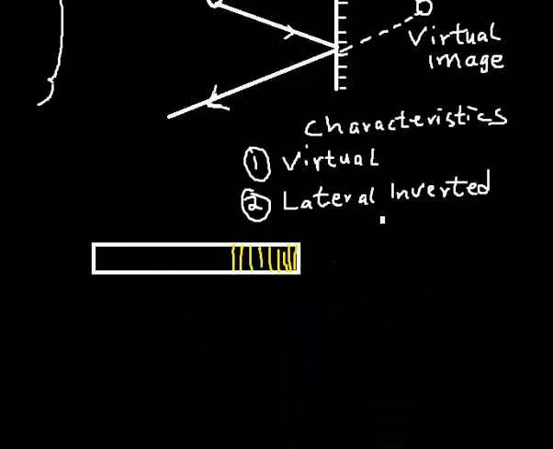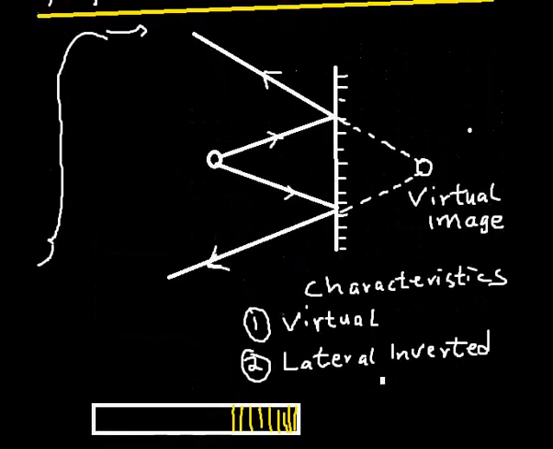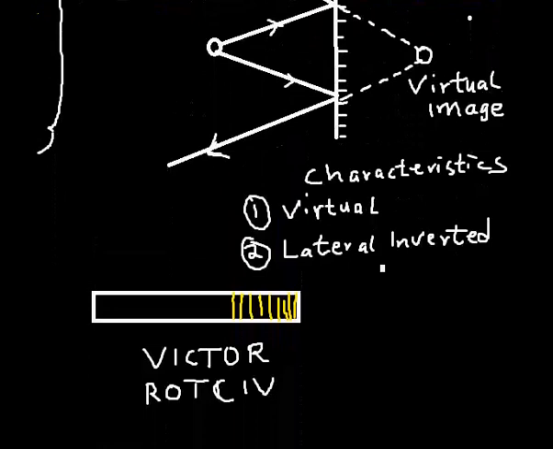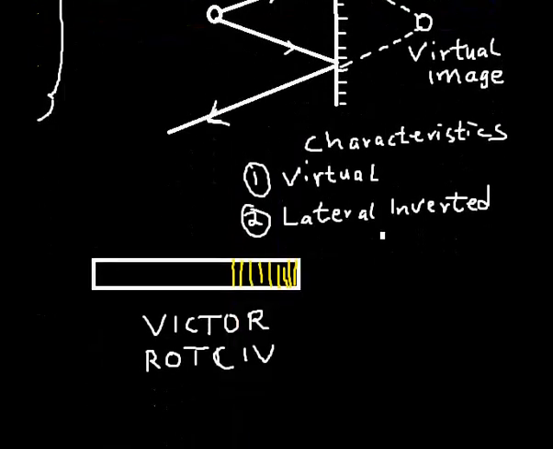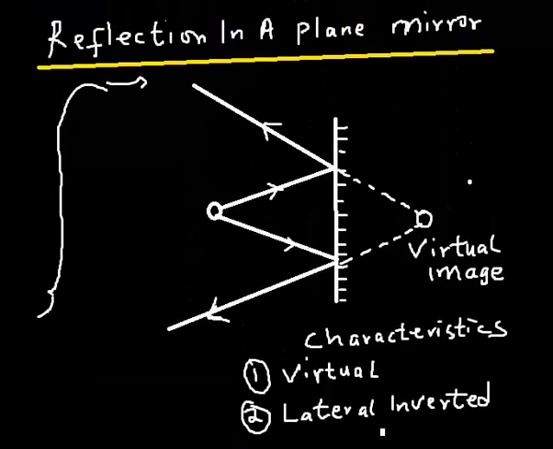So if you write the word Victor and place it in front of the mirror, the image you will see will not go the same way. It will go like this. That simply means that if you stand in front of a mirror, your left hand ceases to be your left hand, and your right hand becomes your left hand. That's lateral inversion. I hope that is well understood. So that is how a plane mirror forms an image.